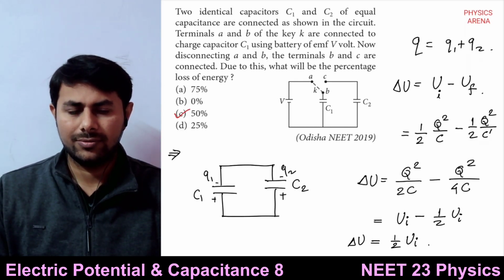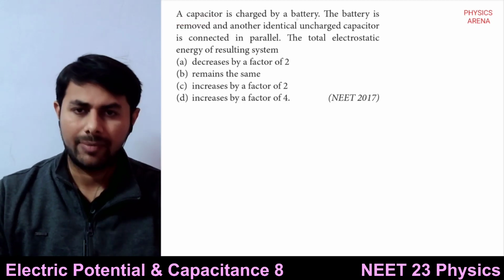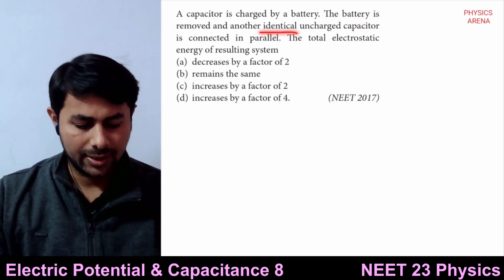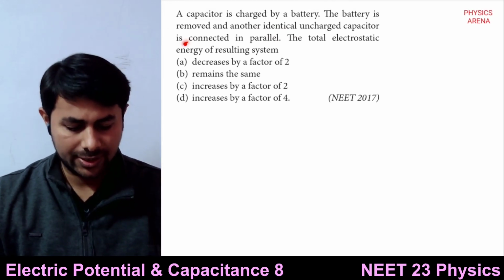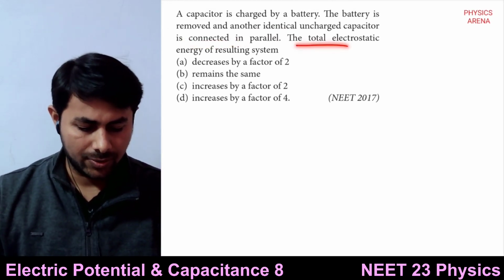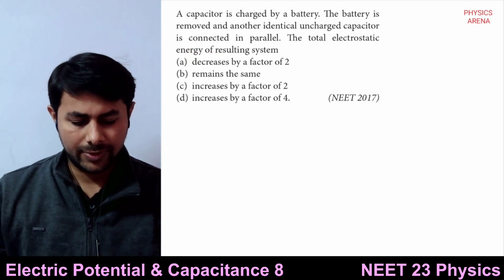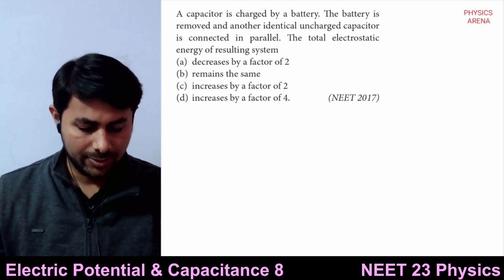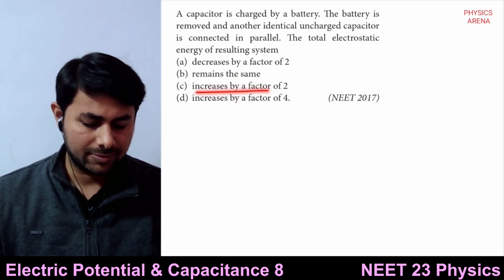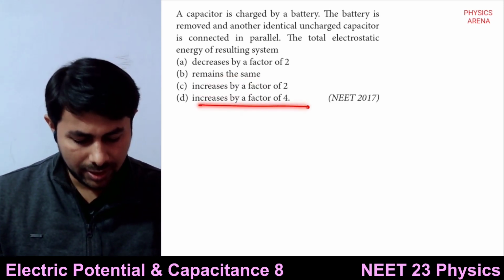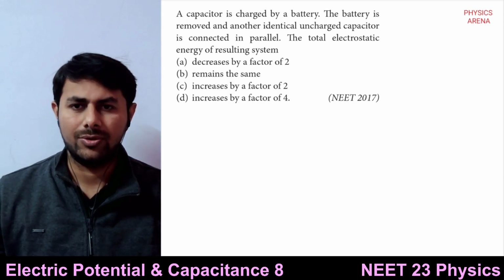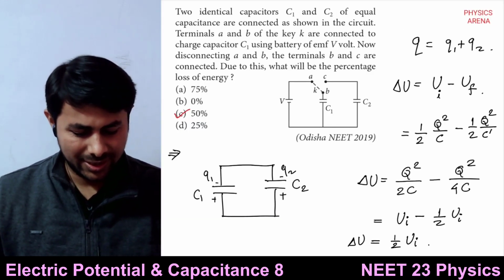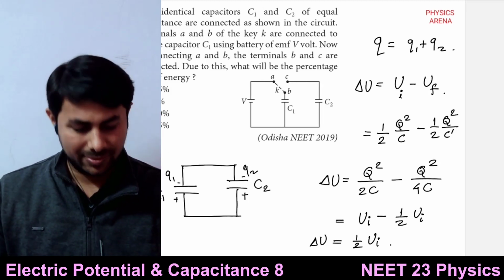Got it? A capacitor is charged by a battery. The battery is removed and another identical uncharged capacitor is connected in parallel. The total electrostatic energy of the resulting system decreases by a factor of 2, remains the same, increases by a factor of 2. So we have just solved it, right? So what is the answer? It decreases, it becomes half.